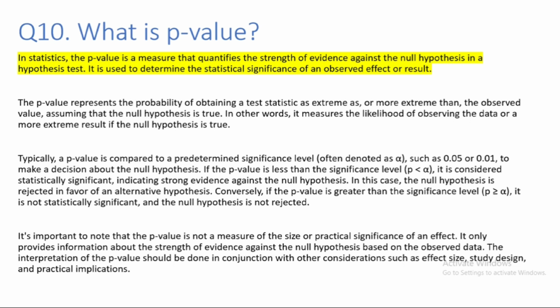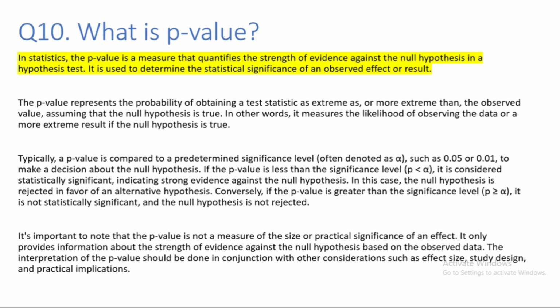If the p-value is less than the significance level, p is smaller than alpha, it is considered statistically significant, indicating strong evidence against the null hypothesis. In this case, the null hypothesis is rejected in favor of an alternative hypothesis. Conversely, if the p-value is greater than or equal to alpha, it is not statistically significant and the null hypothesis is not rejected.